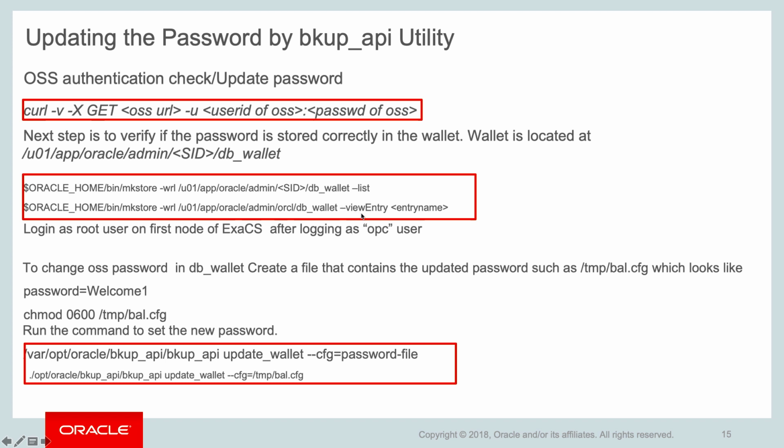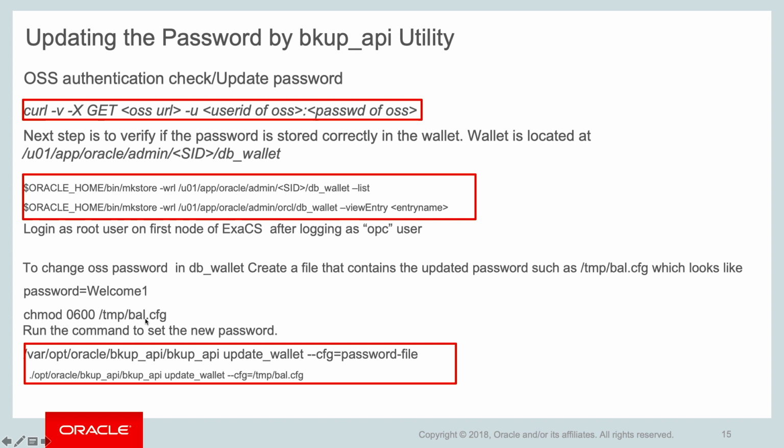You can also look for the view entry, and it will show you if they have the correct credential store or not. Modifying the wallet is easy. You need to create a file with just one piece of information, that is password equals the new password. Change the mode to 600 again.